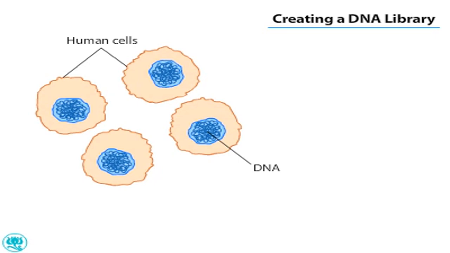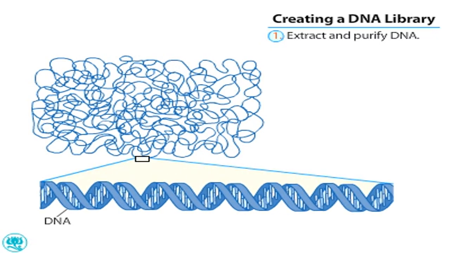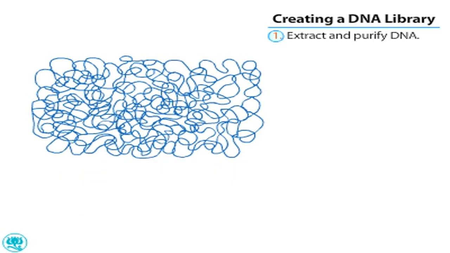To create a human DNA library, a researcher begins by extracting and purifying DNA from human cells. The purified DNA consists of extremely long DNA strands. To begin working with the DNA, the strands must first be cut into manageable sizes.